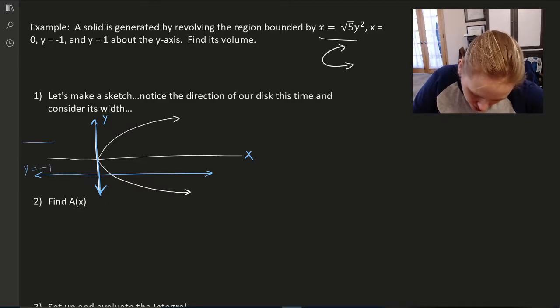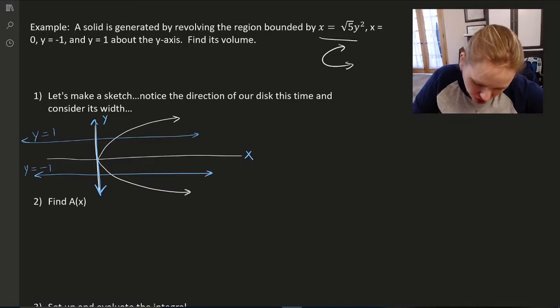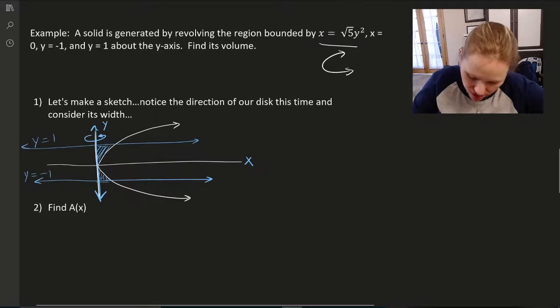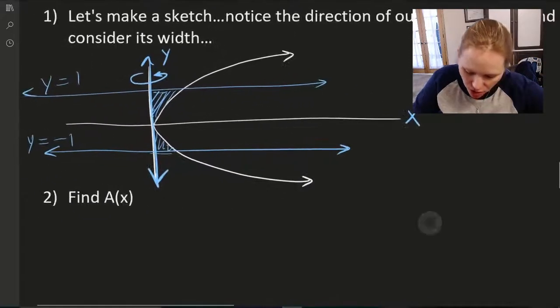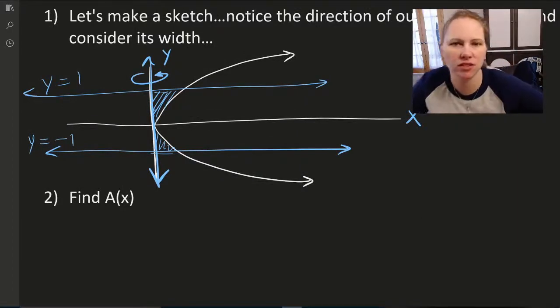And y equals +1. X, y equals 1. And we're revolving. So the region bounded by this curve, these lines, so it's this region right here. Craziness. Okay. And we're going to revolve around the y-axis. So this problem is going to give me like an hourglass looking shape.